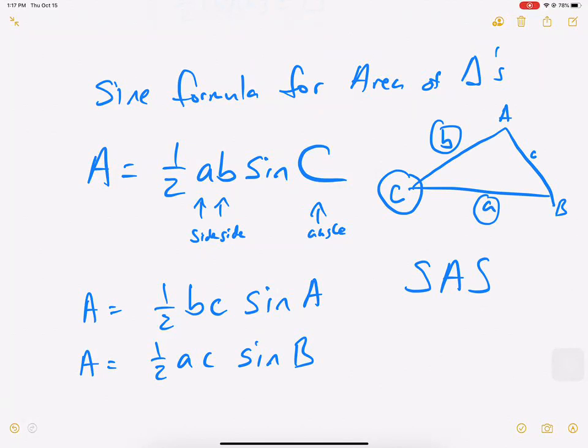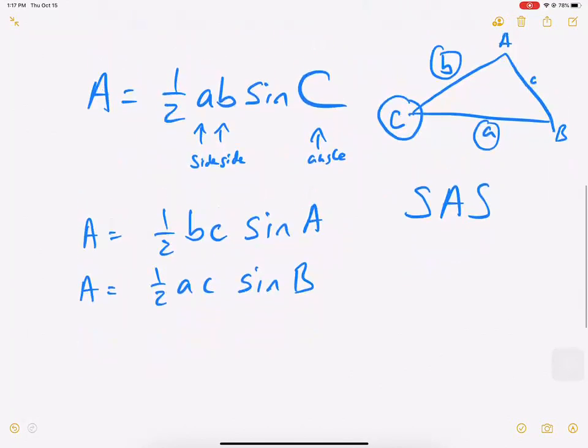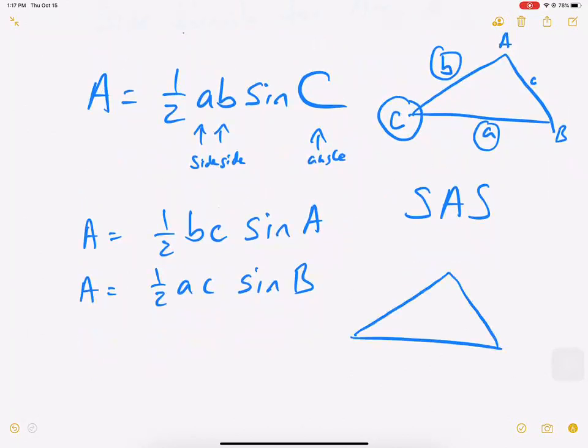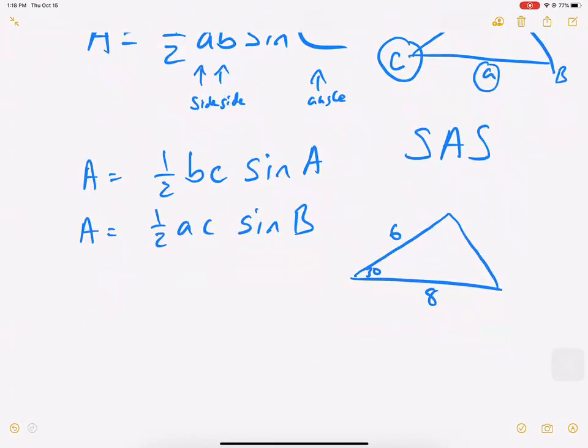Now, how easy is this formula to use? The formula is so ridiculously easy that if I give you a side, let's call that 30, call this 6, and call this 8. Okay, 30 and 8. You have everything you need to solve for the area.